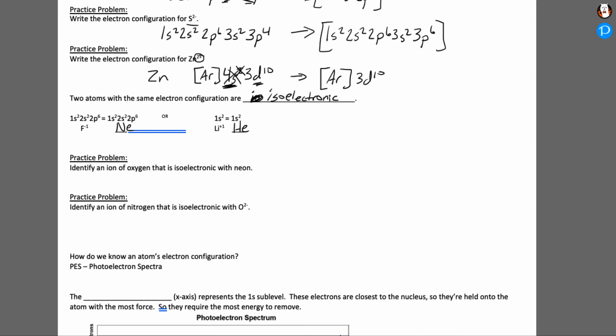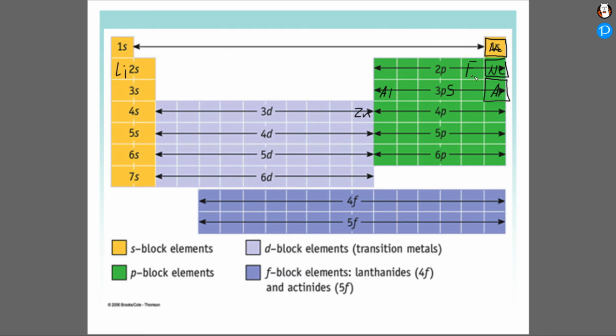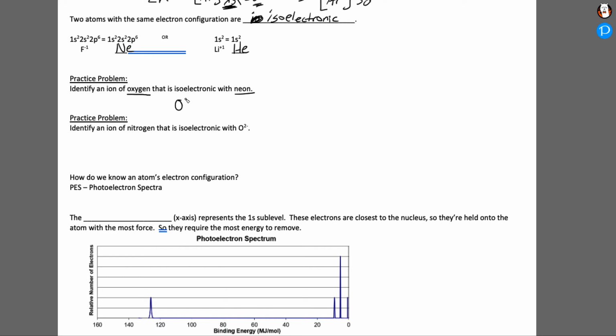Let's look at these practice problems right here. Identify an ion of oxygen that is isoelectronic with neon. We've kind of already talked about that, but here's oxygen right here. So oxygen is going to need to gain 2 electrons to have the same electron configuration as neon, right? So the ion of oxygen would be O, and then we're going to put 2 minus, meaning that it's going to gain those 2 electrons to have the same electron configuration as neon.